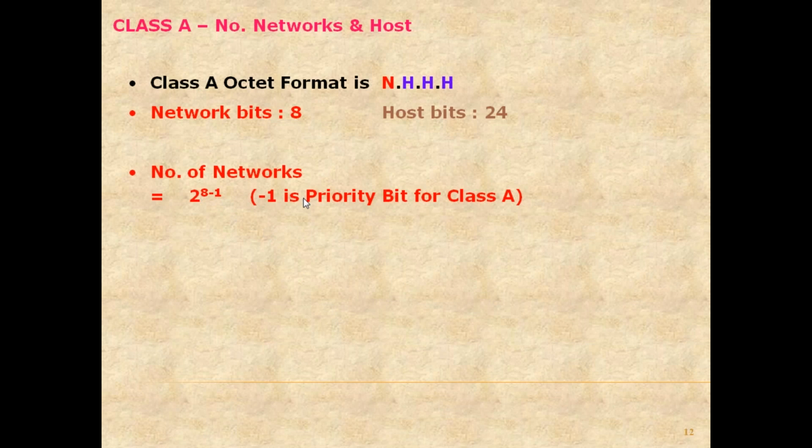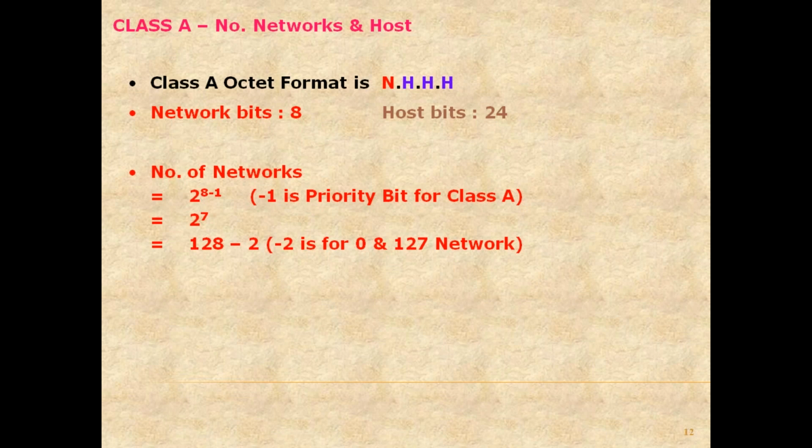Minus 1 is for the class A priority bit. So it will be 2 power 7. So how much is 2 power 7? 2 power 7 means 2 multiplied by itself 7 times. So 2 power 7 is 128 actually.